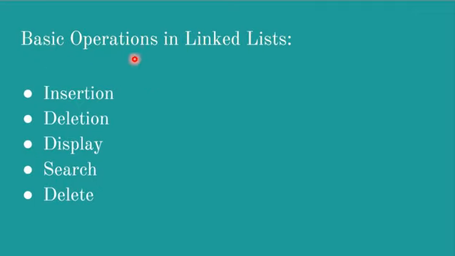The different types of basic operations that can be performed on linked lists are as follows. Insertion adds an element at the beginning of the list. Deletion deletes an element at the beginning of the list. Display displays the complete list. And search searches an element using the given key. Last but not the least, delete deletes an element using the given key.